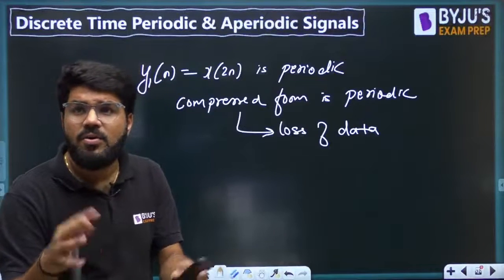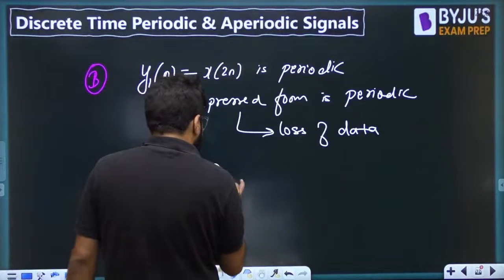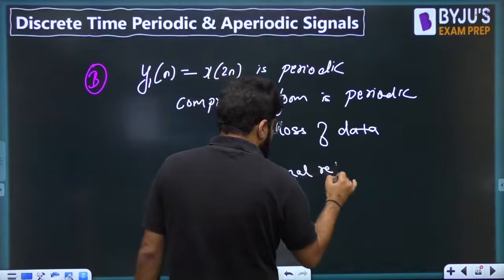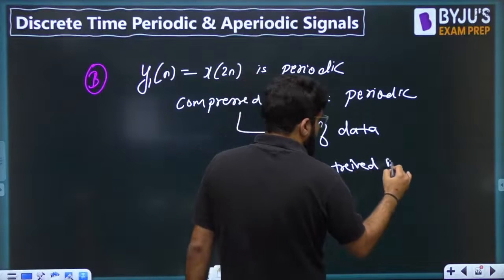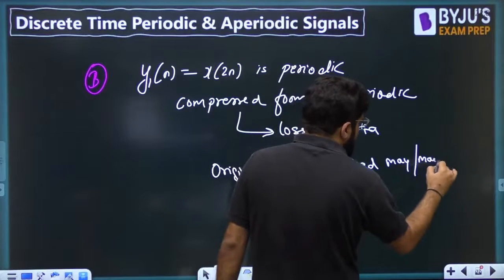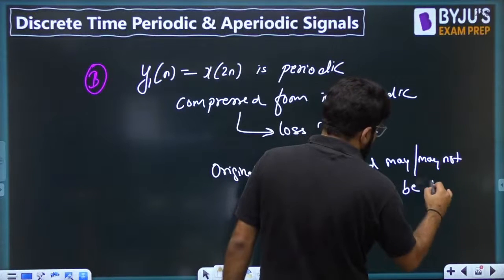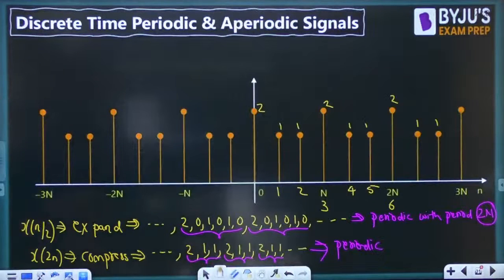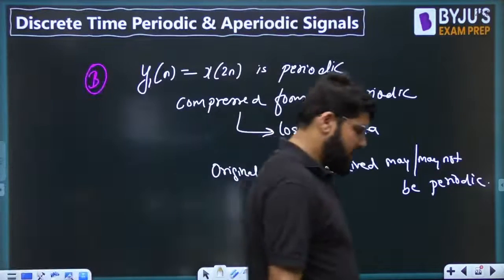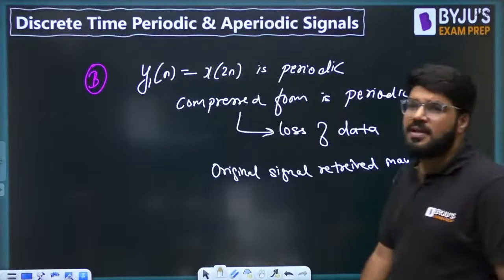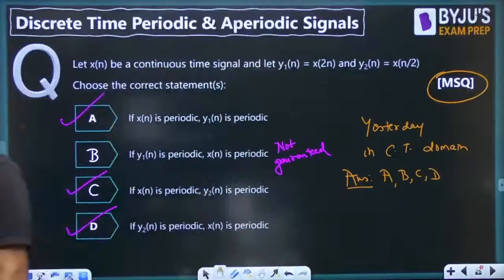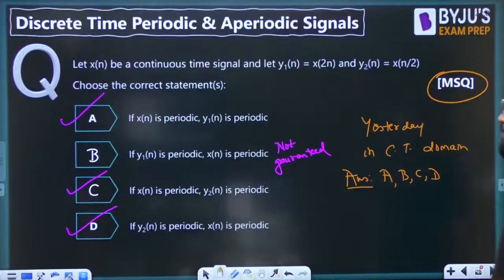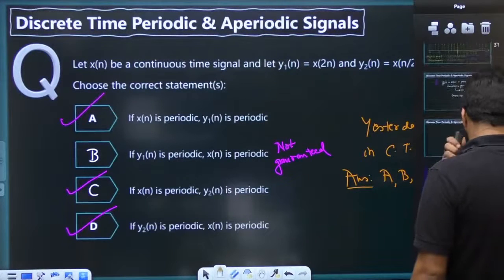Original signal. Okay. May or may not be periodic. ग्राफ से भी समझाया मैंने आपको, ग्राफ से भी समझा दिया. May or may not be periodic. ठीक है. So B is the only incorrect answer. Rest, the answer for this multiple select question is A, C, D. Is A, C, D. Right.